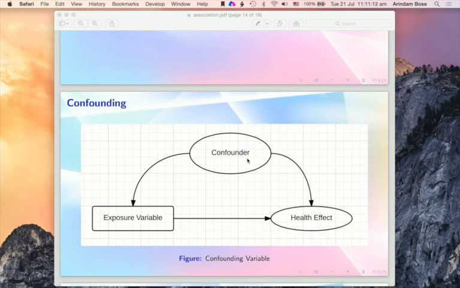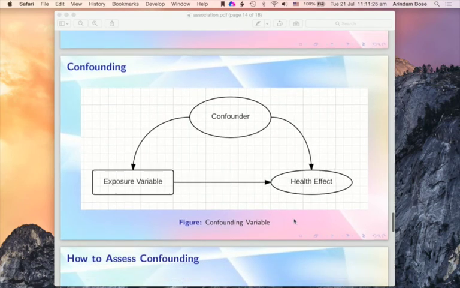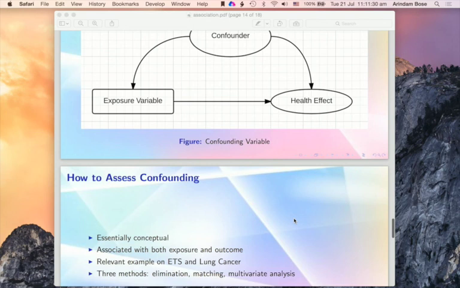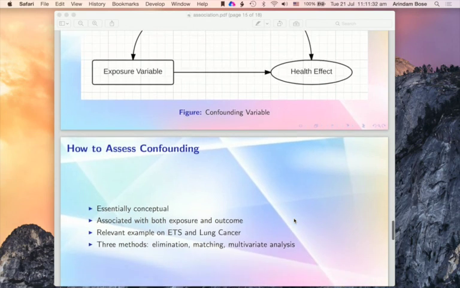A confounding variable is independently associated both with the exposure variable as well as the outcome variable, but the confounding variable does not come in the causal pathway that may link the exposure variable and an outcome variable or the health effect. So this is an important point to understand. How do we assess confounding variable? There are usually three ways in which confounding variable can be assessed.